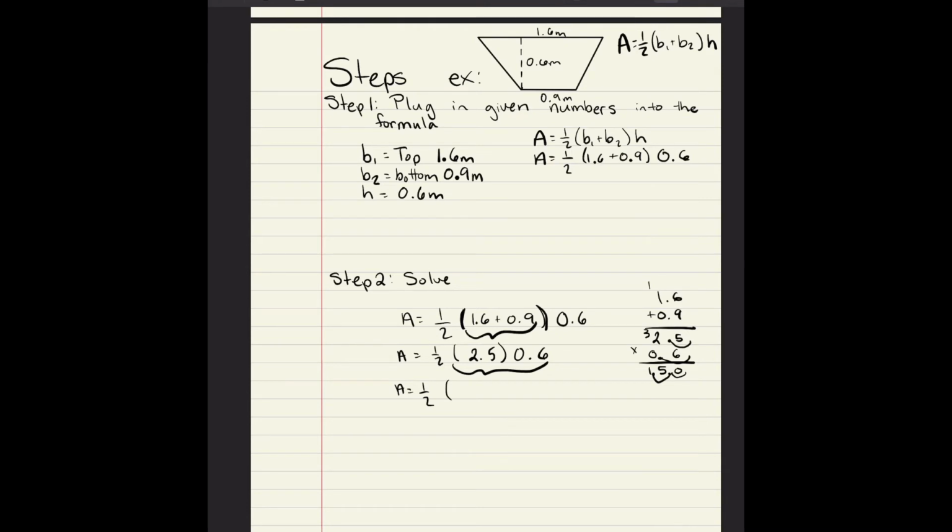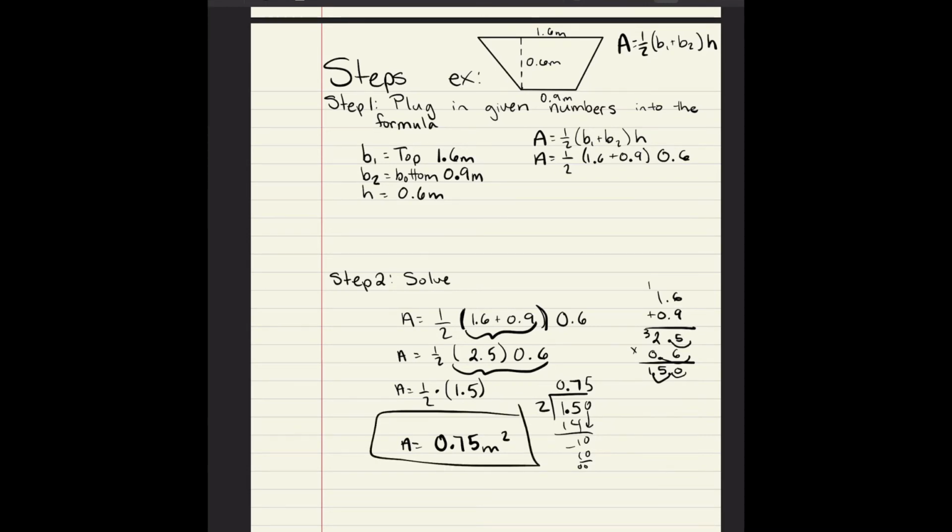I'm going to rewrite this whole thing. So 1/2 times 1.5. And I'm going to divide 1.5 by 2, because dividing by 2 is the same as multiplying by 1/2. So the area equals 0.75 meters squared.